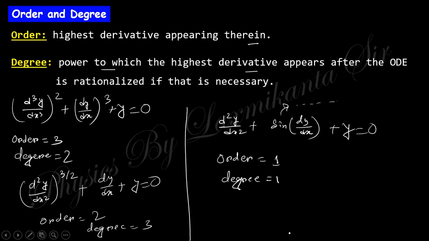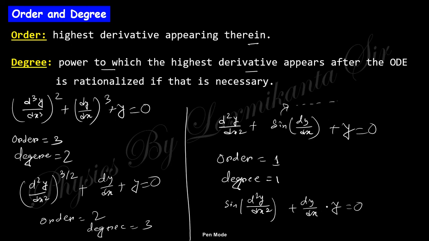Now what about this equation? Suppose sine of d²y/dx² plus dy/dx plus y equals 0. Suppose this is your differential equation. Do you know what will be the order? Order will be 2. There is no problem.